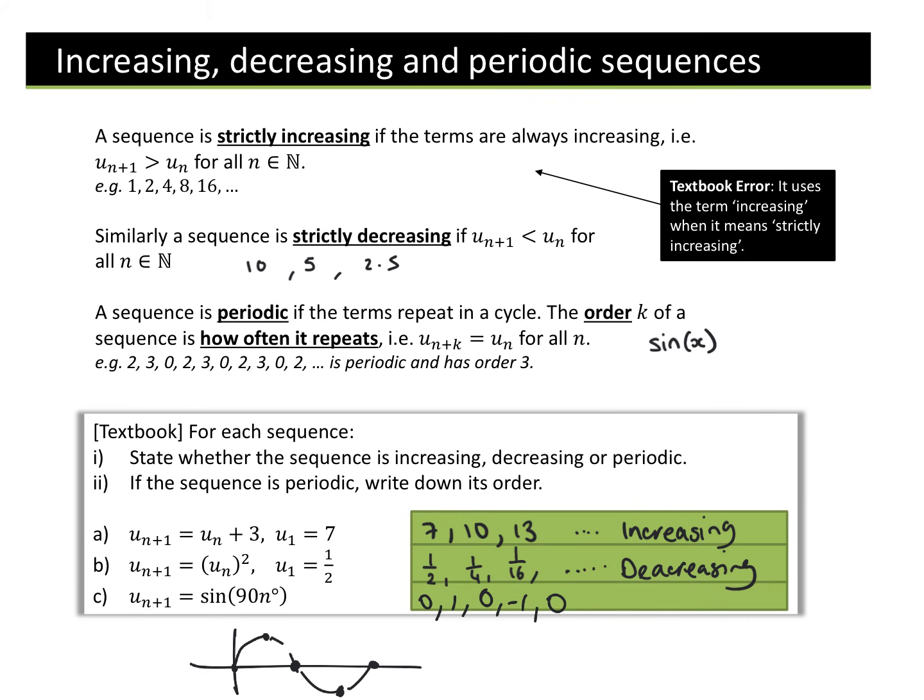Oh, sorry, everyone. We should have started at 90, not at 0, because it says 90n. And then the next lot of 90, we're going to be back at 1. Okay? So every 90, this is then going to continue 0. So this is, in fact, periodic order. Oh, my spelling's gone awful. Periodic order 4, because it repeats every 4.